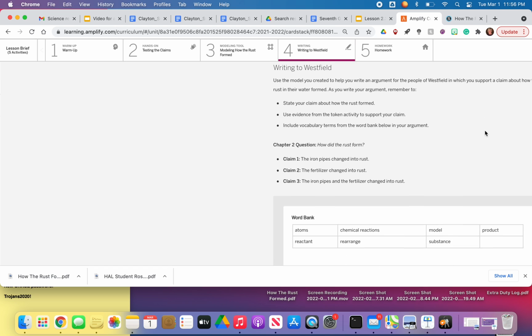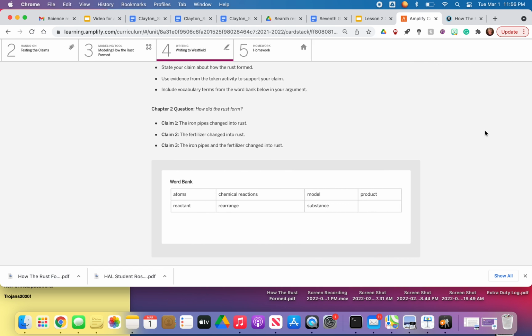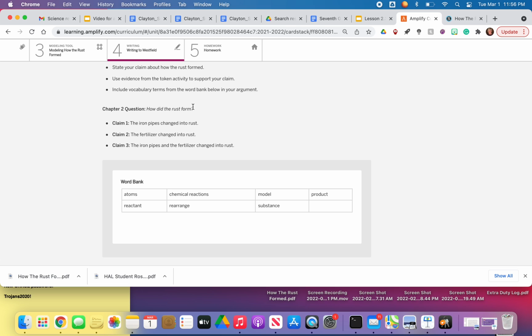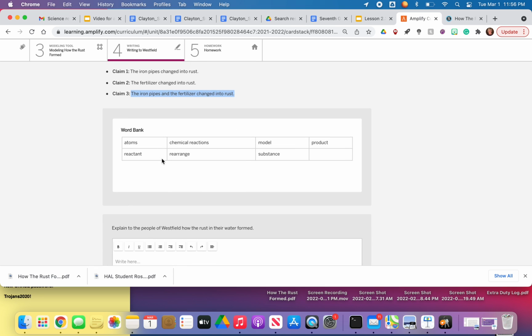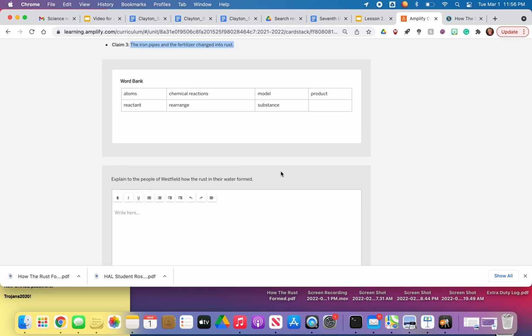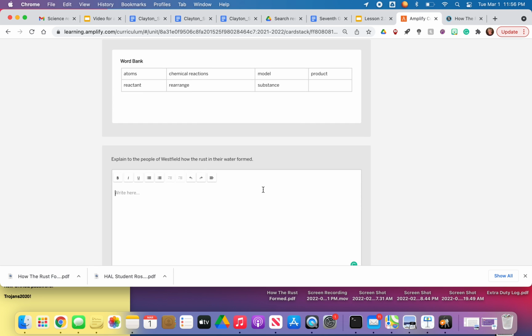Okay, so here is the Chapter 2 question. How did the rust form? We know that claim number 3 is the correct claim. So when you restate and answer your question, that is the sentence that you're using. You are using every single word in this word bank, and you're going to write your answer right here.